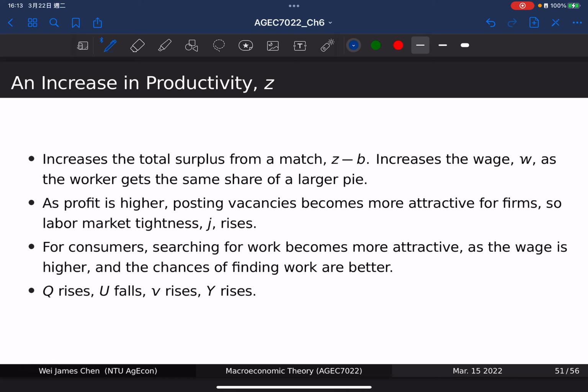Okay, an increase in productivity Z, this one increases the total surplus from a match. It also increases the wage as the worker gets the same share of the larger pie. Profit is higher, so posting the vacancy becomes more attractive. So labor market tightness must rise. For a consumer, searching for work becomes more attractive as the wage is higher and the chance of finding work is better. Everything's better. So Q rises, U falls, vacancy rises, and Y rises.